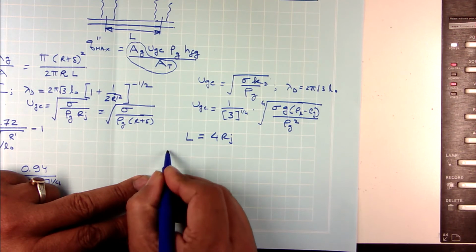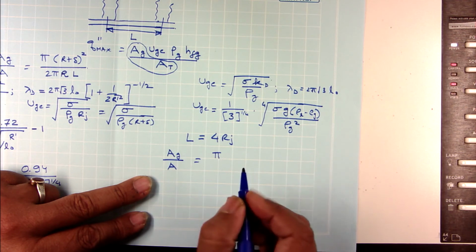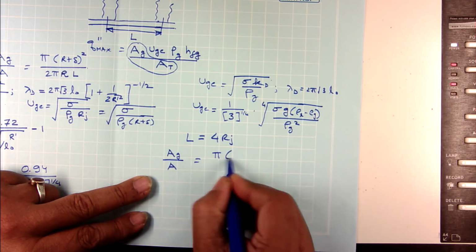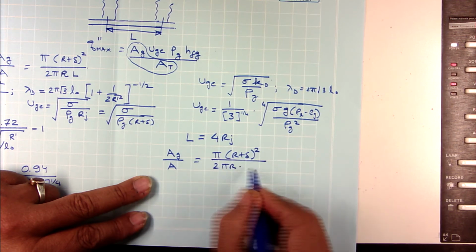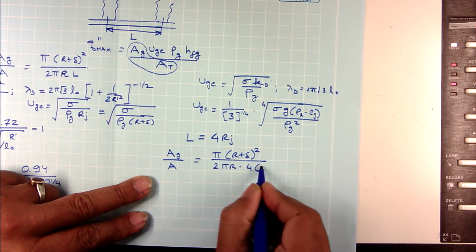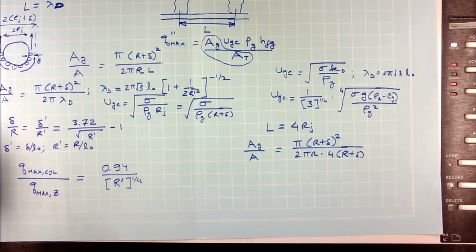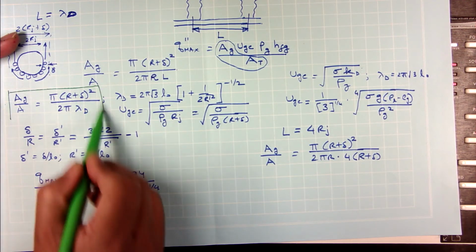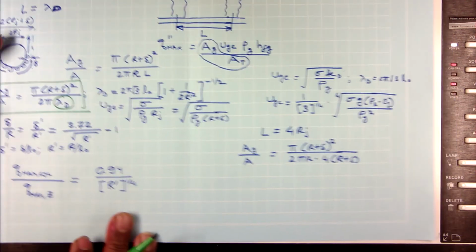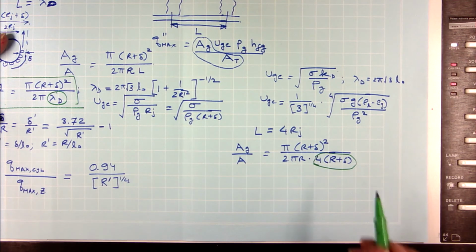Okay. So then your Ag divided by A becomes equal to pi times (r plus delta) square divided by 2 pi r times 4 times (r plus delta). So if you see the contrast, when it was small cylinder, this Ag by A was based on lambda d, okay, but in this case instead of lambda d I have 4 times (r plus delta).